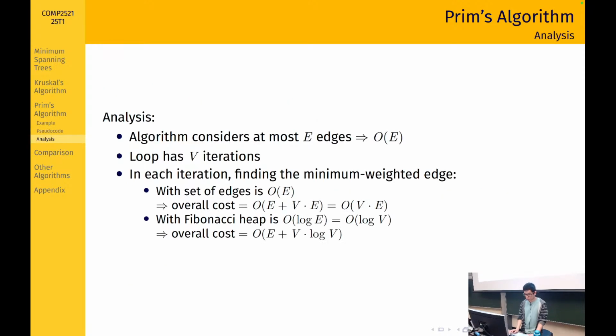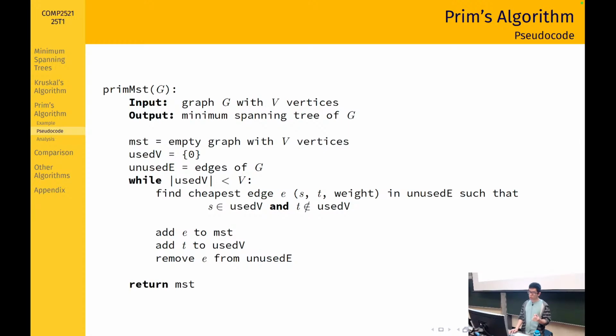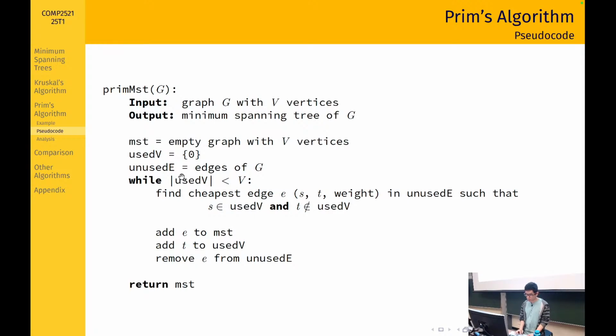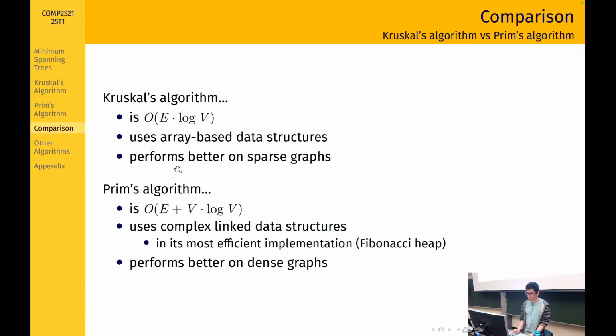So what's the time complexity? First of all, our algorithm needs to consider all of the edges of the graph in the worst case. So this is going to contribute O of E in our time complexity. And our loop here in our pseudocode has V iterations.